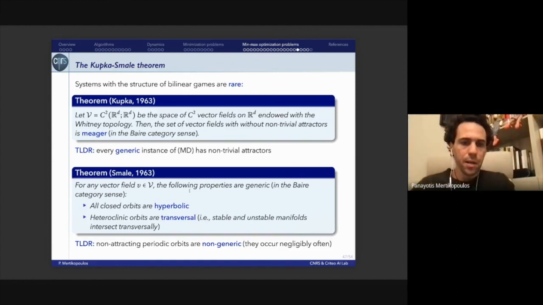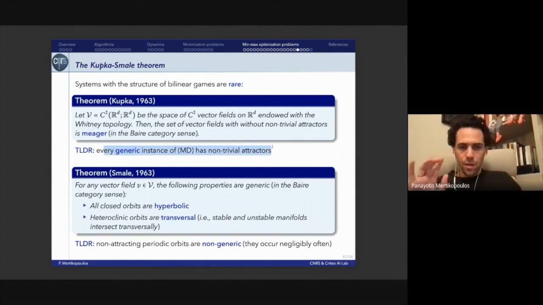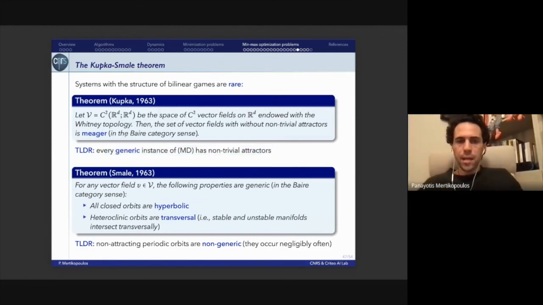First, every generic instance of the mean dynamics has non-trivial attractors. What do I mean by generic? I mean in the Baire category sense, so that it is the complement of a countable union of open-dense sets. Moreover, for any C2 vector field, the following properties are generic, again in the Baire category sense: all closed orbits are hyperbolic, and heteroclinic orbits are transversal, in the sense that stable and unstable manifolds of heteroclinic orbits intersect transversally.